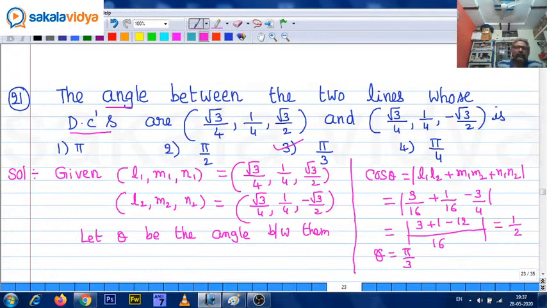Either 120 or 60, both are the same, no problem. 120 is also correct, but 120 is not given in the options. If one angle is an acute angle, the other angle will be obtuse: 180 minus 60, 120.